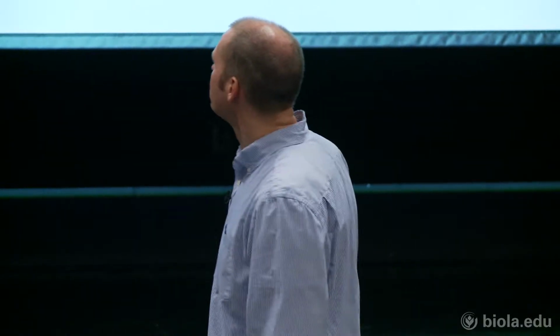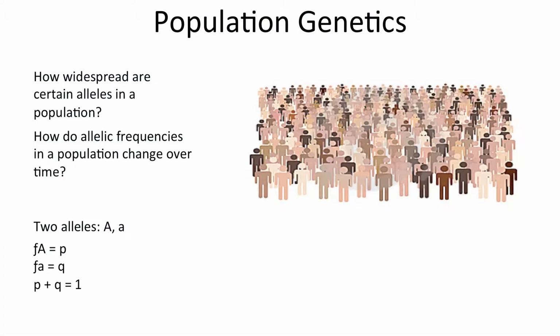So I'm going to do some really basic stuff, and in fact, most of this probably has been reviewed for you. You've probably seen it at some point or another, probably in Gen Bio. We're going to talk just a little bit about calculations, about how you would go about estimating what the frequency of certain alleles and what the frequency of certain genotypes would be in a population. Okay. So how widespread are certain alleles in a population? And how do allelic frequencies in a population change over time? Those are the big questions in population genetics.